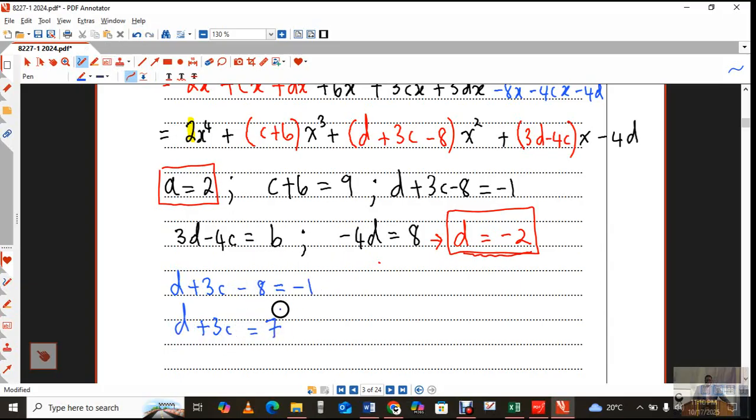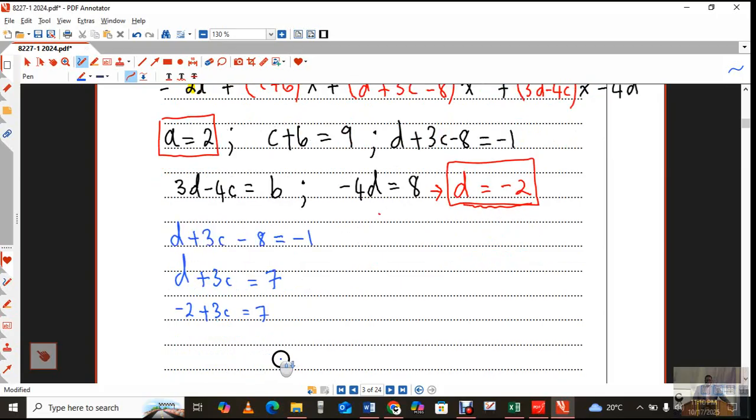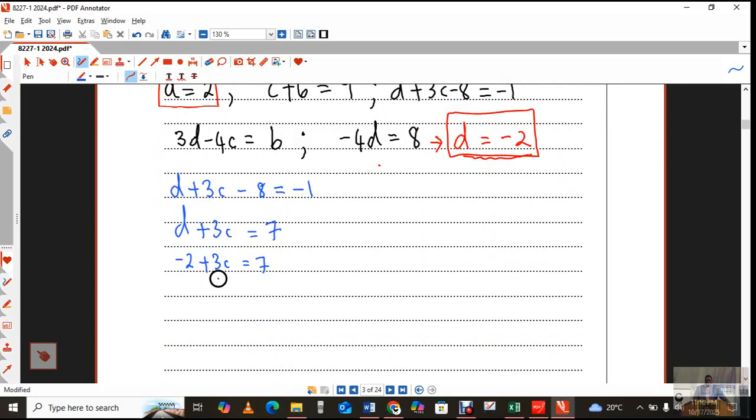But we have the value of d from here. So we know that d is equal to negative 2. So negative 2 plus 3c is equal to 7. All right. So 3c is equal to 7 plus 2, which is 9. Therefore, c is equal to 3. Now, I have the value of c as well.